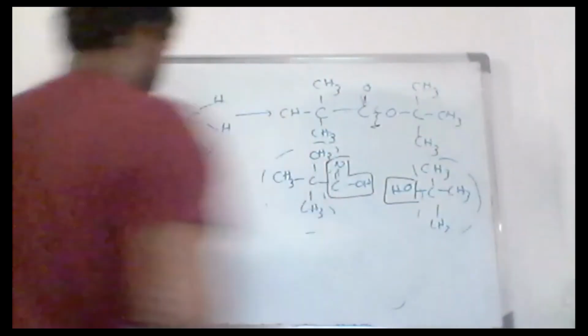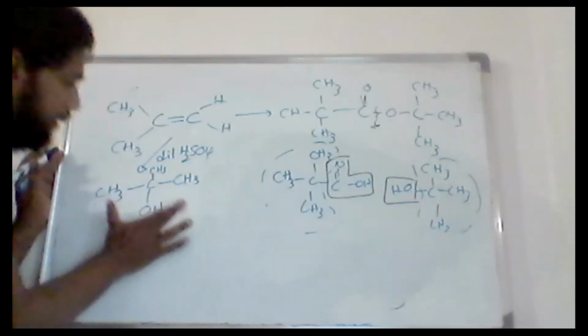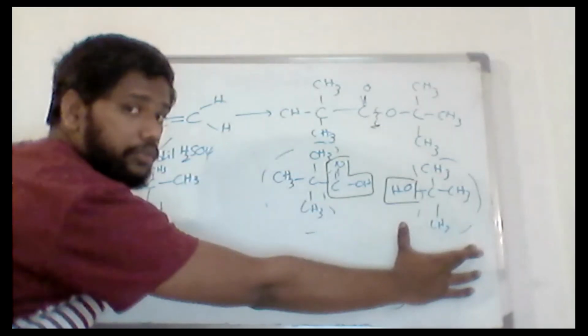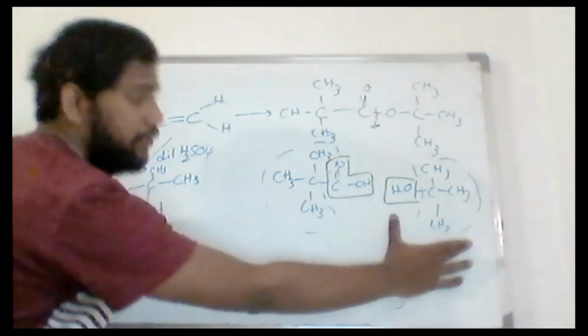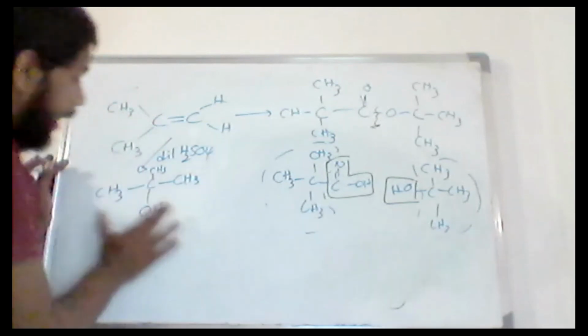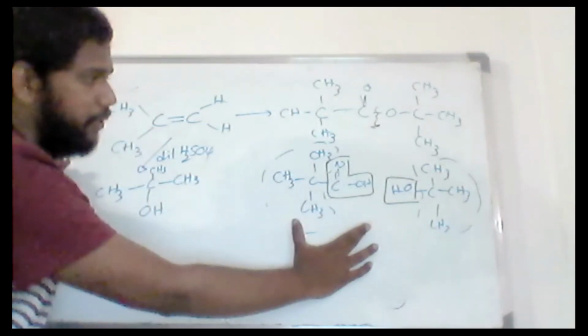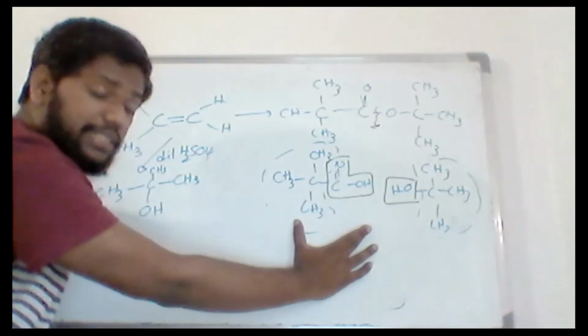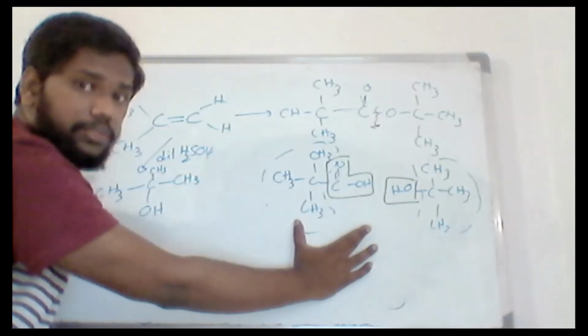So this compound is here. You can see that this compound is here. But how can I go from this compound to this compound? That is the next idea. Okay. So this is where magnesium dry ether comes.